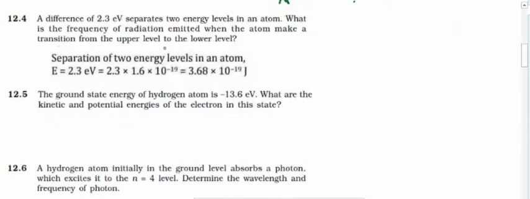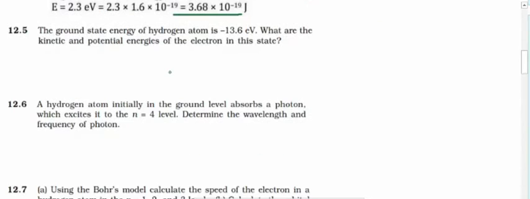Then next, question 4. A difference of 2.3 electron volts separates two energy levels in an atom. What is the frequency of radiation emitted when the atom makes a transition from the upper level to the lower level? So frequency you have to calculate. So we have the formula E is equal to h nu, nu is equal to E by h. You can substitute the values; only, when you calculate the energy it should be converted into joule. So take care of that so that you can find the value of frequency.